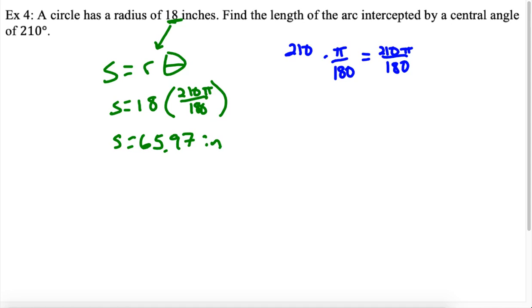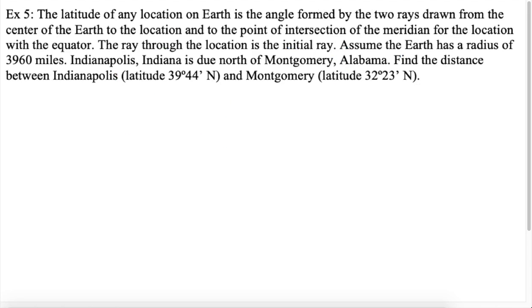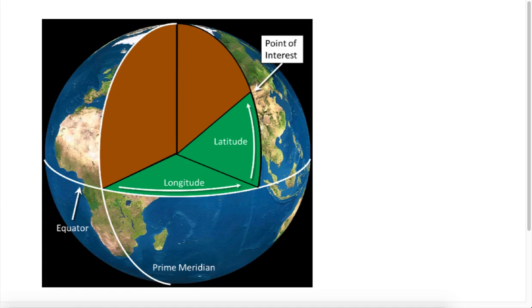The next example deals with finding arc length, but in terms of actual distances on Earth. So the latitude of any location on Earth is the angle formed by the two rays drawn from the center of the Earth to the location in question and to the point of intersection of the meridian for the location with the equator. Before we go any further, let me give you a visual of what that's saying.